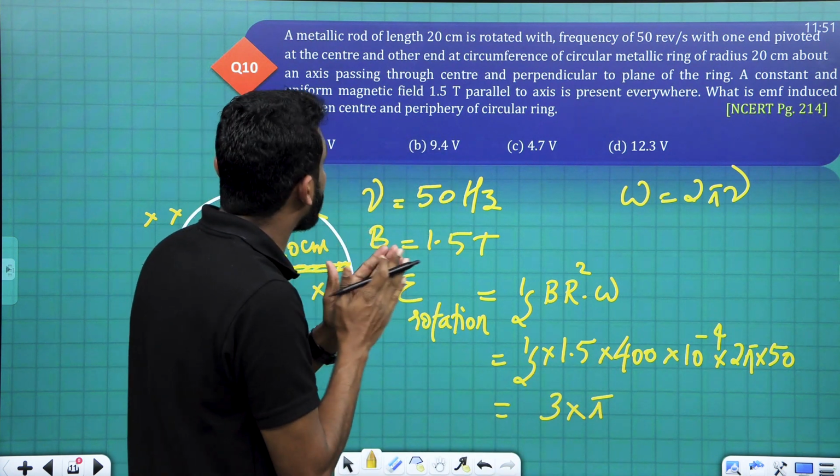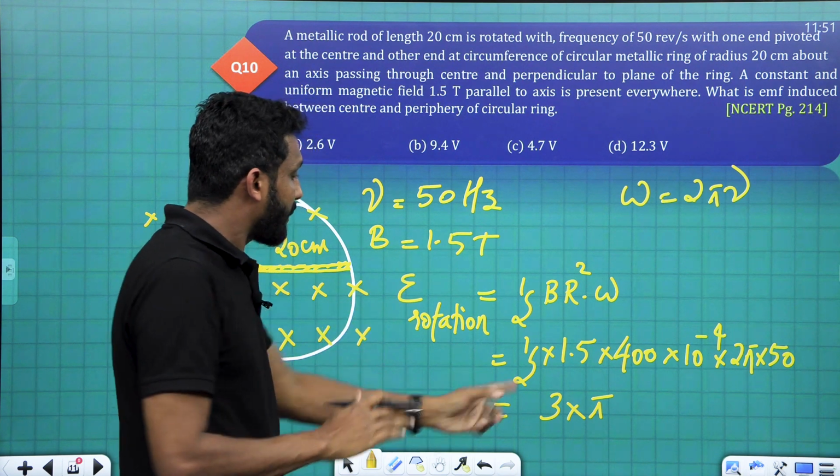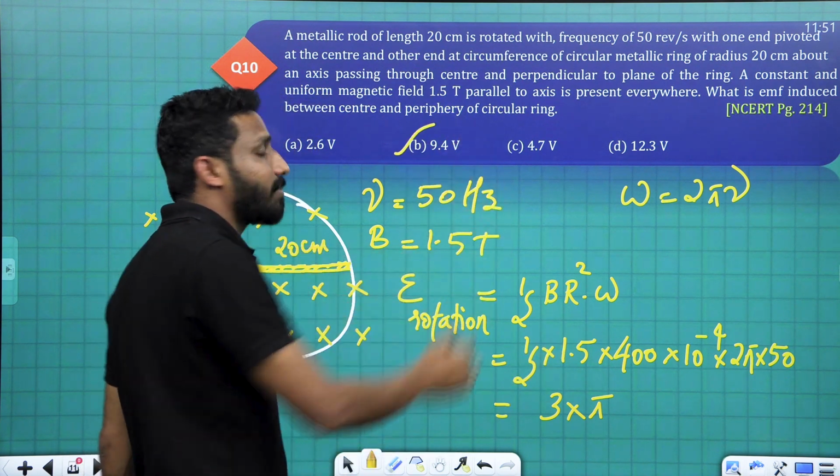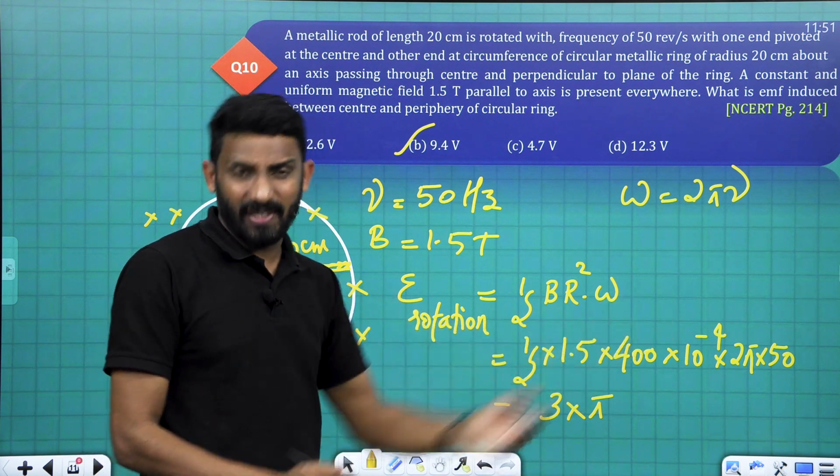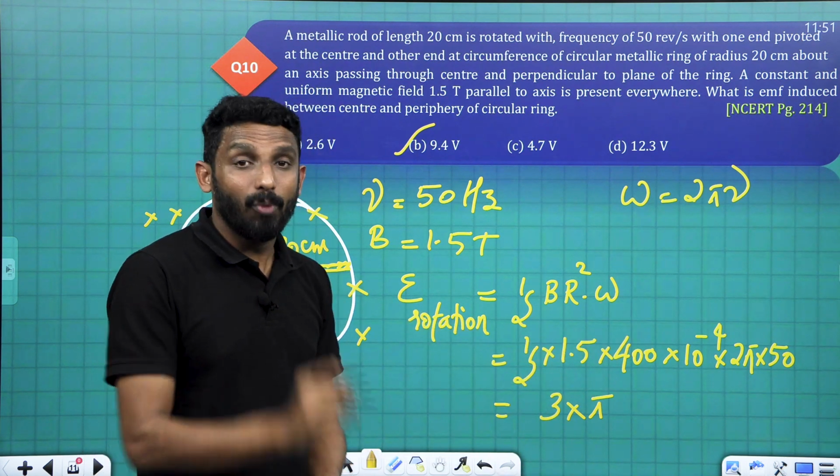I think you understood it. Okay, 3 pi is 9.4. 9.4 volt. Clear? Calculation is very simple. Okay. Moving to the next one.